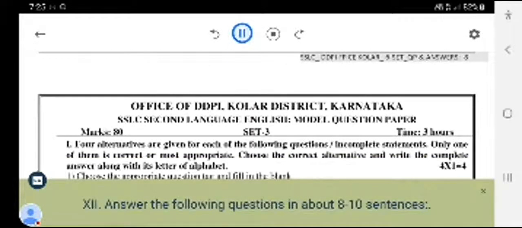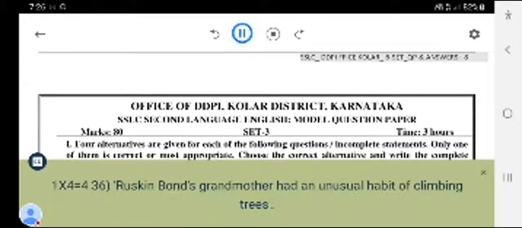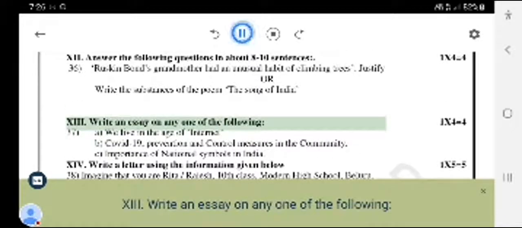12. Answer the following questions in about 8 to 10 sentences. 36. Ruskin Bond's grandmother had an unusual habit of climbing trees. Justify. OR. Write the substance of the poem, The Song of India. 13. Write an essay on any one of the following.